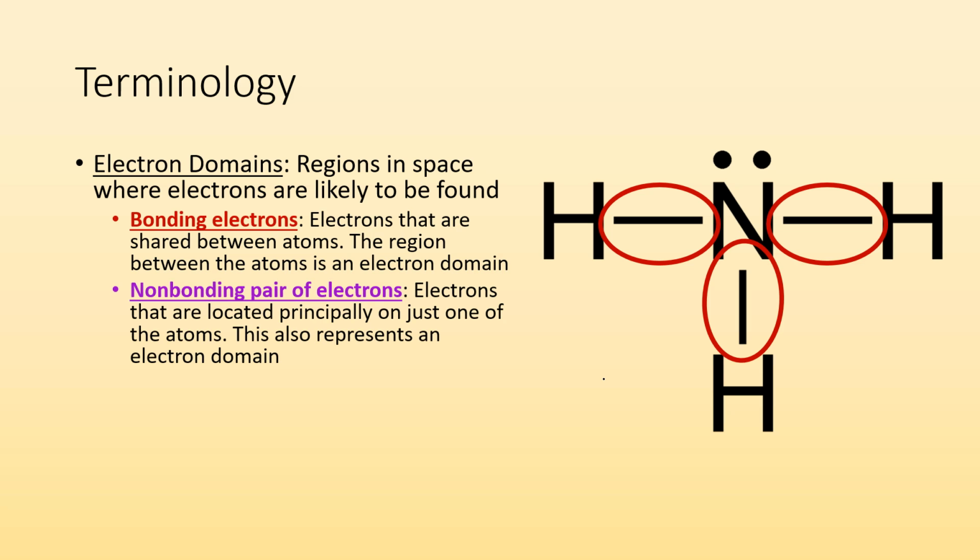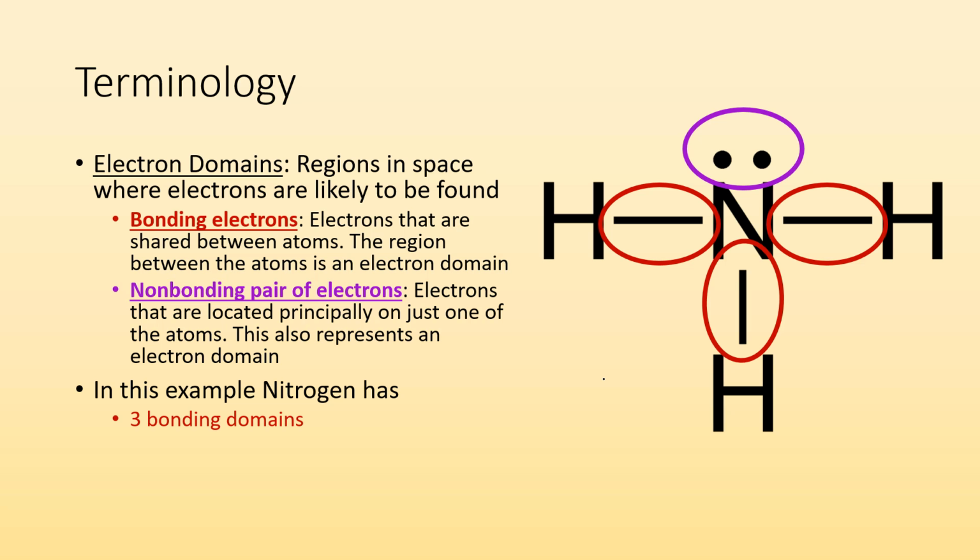Then we also have non-bonding pairs of electrons, so electrons that are located principally on just one of the atoms. This represents an electron domain as well. You can see nitrogen has this unshared pair of electrons. So that is another domain, another area where you're going to find electrons. In this example, nitrogen has three bonding domains in red and one non-bonding domain in purple, right? So it has 4 electron domains total. If the question was how many electron domains are there, the answer would be 4. If it says how many bonding domains, it'd be 3. How many non-bonding domains? Just 1.